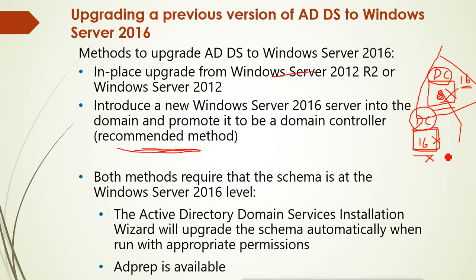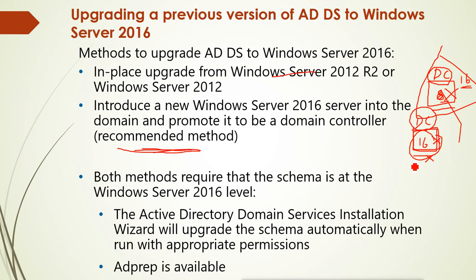The Active Directory Domain Services installation wizard will upgrade the schema automatically when run with the appropriate permissions. Remember, the schema needs to be upgraded also, because in Server 2016 you will get new objects which you don't have in previous versions. So when we run the upgrade option, like when we install Active Directory here, it will automatically upgrade the schema.